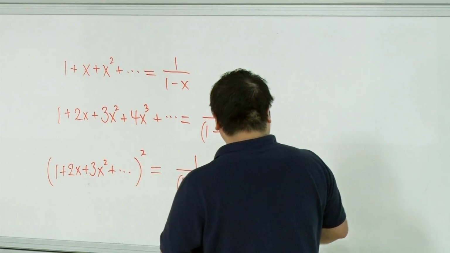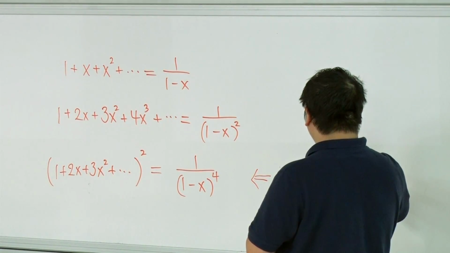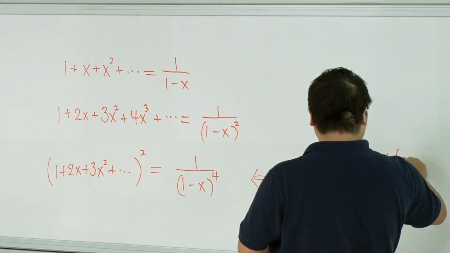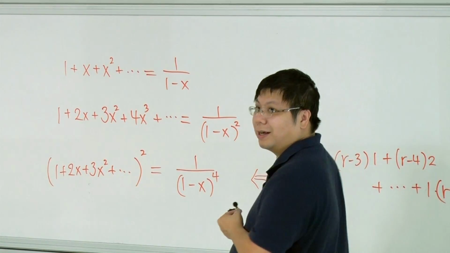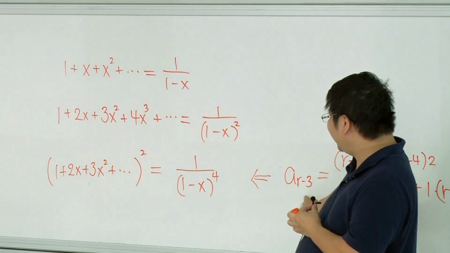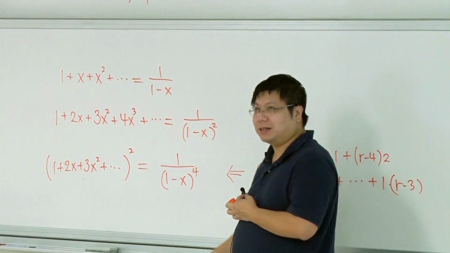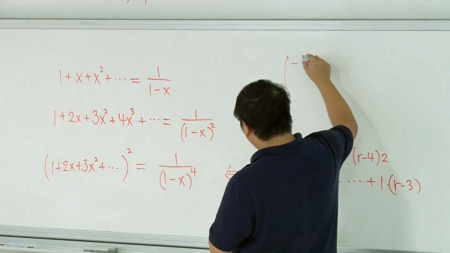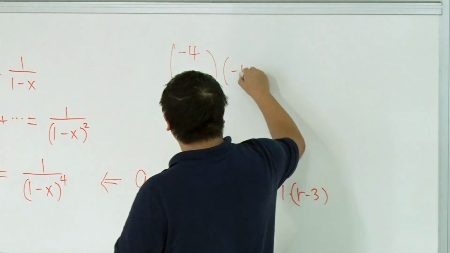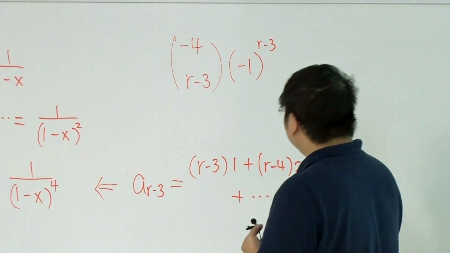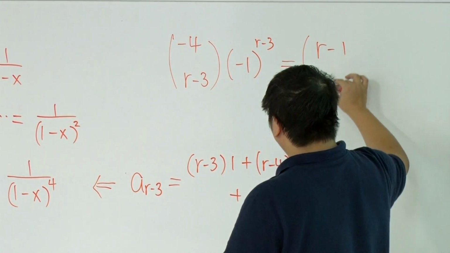Yes. Okay, good. So we should be finding the x to the power what? R minus 3 in this one. So the answer would be equal to minus 4 choose R minus 3 times minus 1 to the power R minus 3. So this is going to be R minus 1 choose.